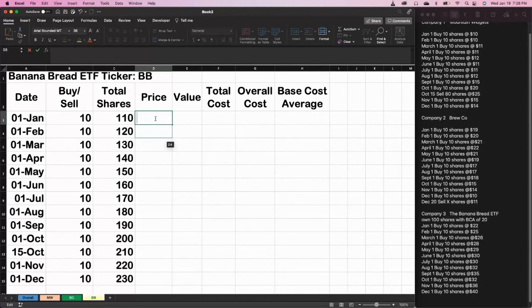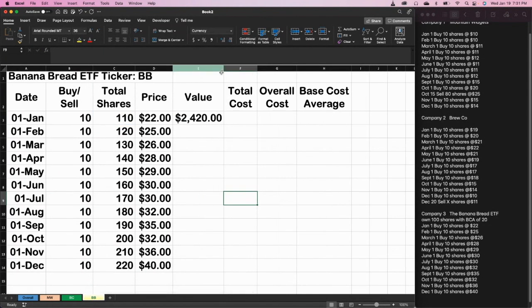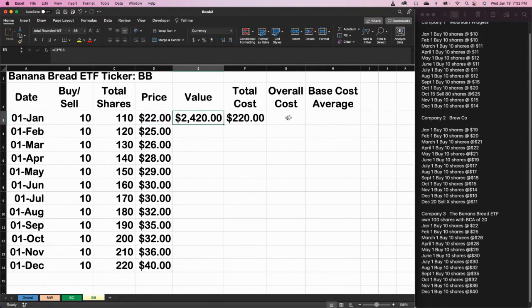Okay, and of course, for our prices, it's equal, like I said, to the total number of shares times the price. There we go. You notice our value is really high, but that's because we're carrying across, we had 100 shares valued at 20. So that there is 2,000 right there. And you watch, this total cost is going to be equal to this times this. And our total cost here will be equal to 220.